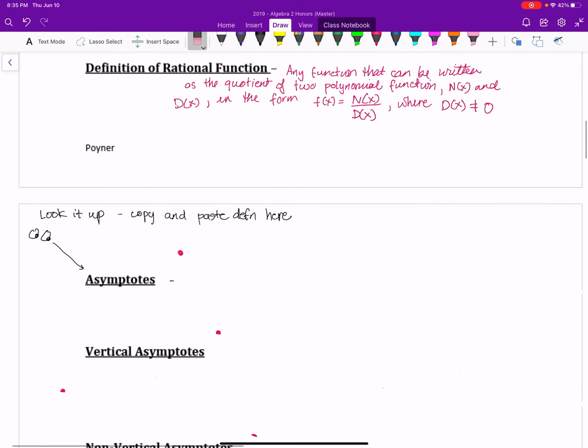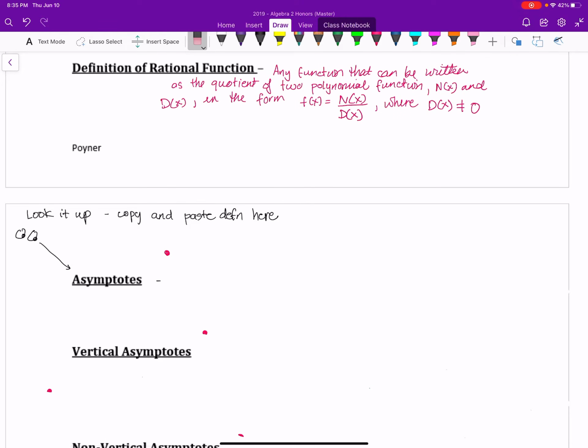I should say we account for this. Let's try that again. Account for this. There are different ways to do that. Either we could have holes or vertical asymptotes. But for me to explain what vertical asymptotes are, we need to define asymptotes first.